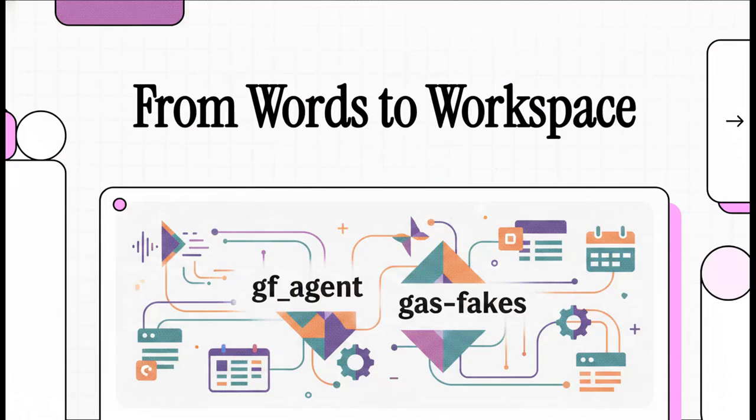Welcome to The Explainer. Today, we are exploring a literal paradigm shift in how we automate our daily work. We're looking at a system that replaces traditional software development with high-fidelity natural language automation. And there are two core tools making this whole magic trick possible: GF Agent and Gas Fakes.